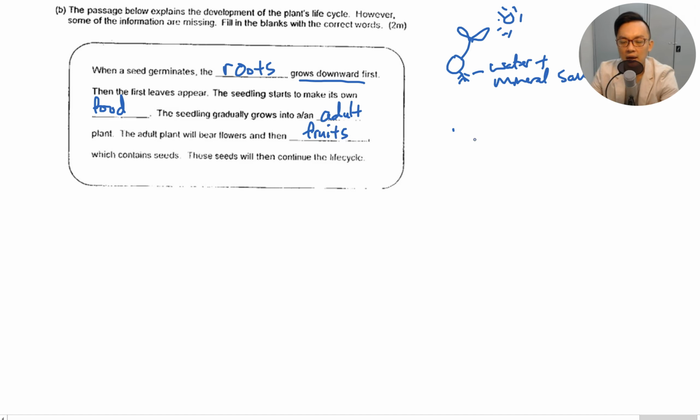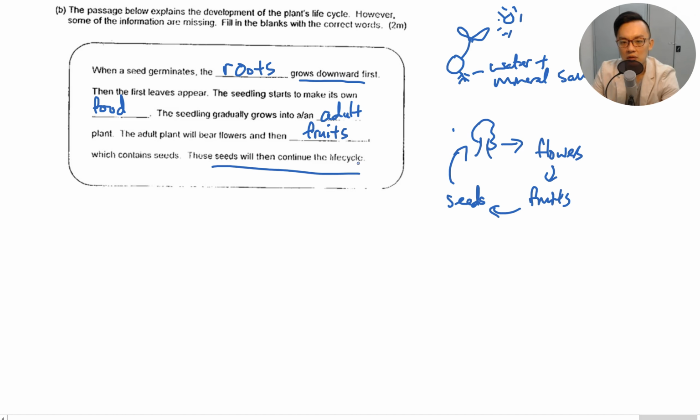Okay, so again, I have a plant, all right, which will have flowers, which will have fruits. Fruits have seeds, and the seeds will become a new plant. All right, so those seeds will continue the life cycle. Okay, so this is correct. So it's roots, food, adult, and fruits.